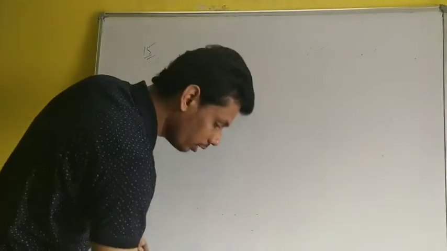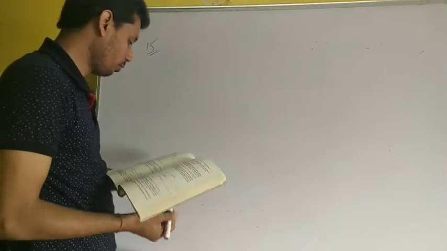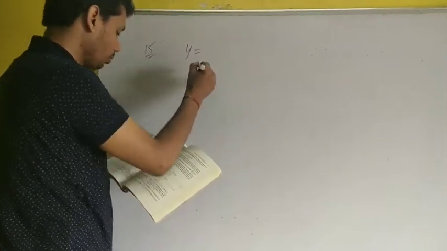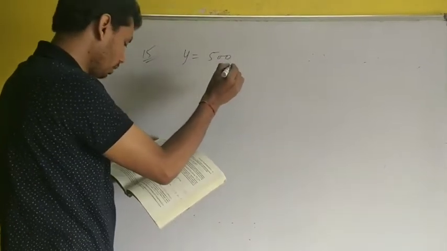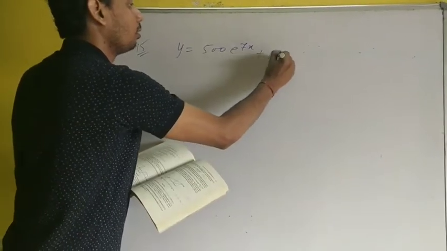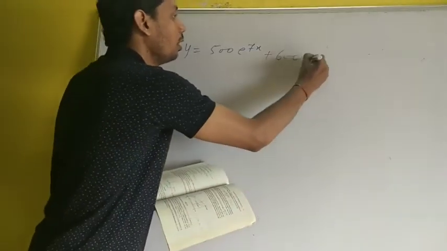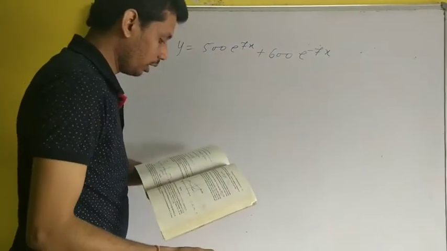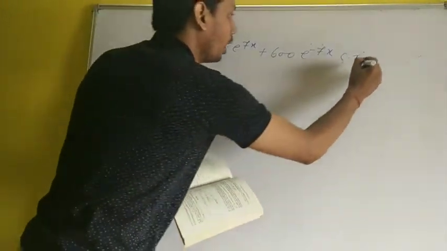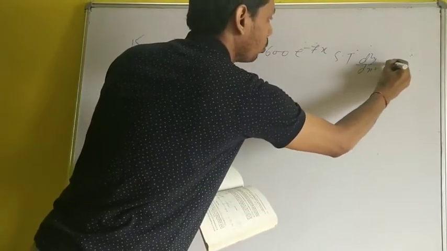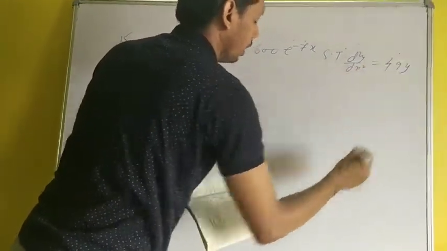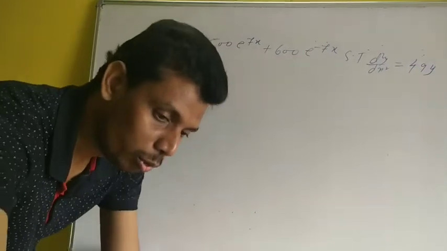Here in question number 15 it is given that y is equal to 500 e to the power 7x plus 600 e to the power minus 7x, and we have to show that d square y by dx square is equal to 49y. So now let us prove this.